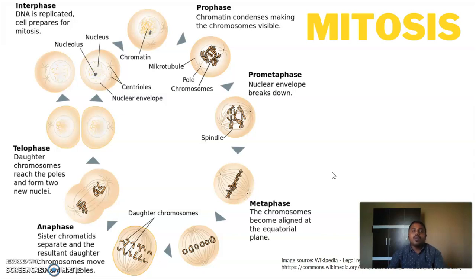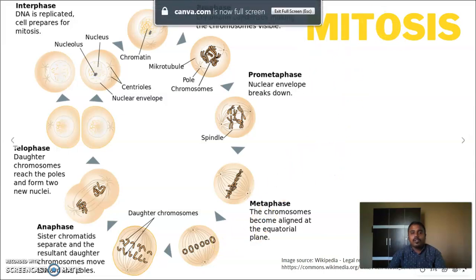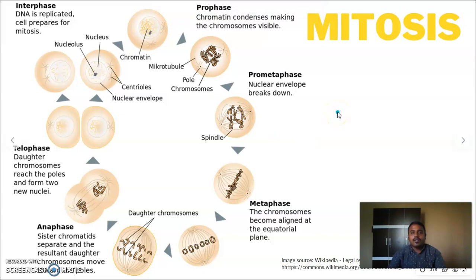Every cell, except your sex cells like X and Y, all other cells will undergo mitosis for their replication, to multiply. So this mitosis is the most important phase for all the cells during replication. Now we will see what happens in this mitosis.